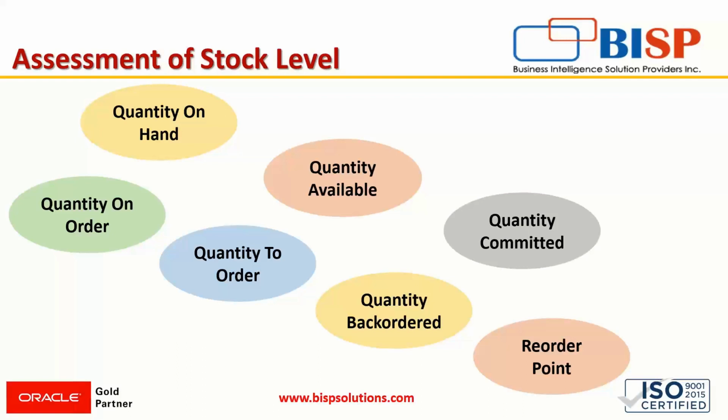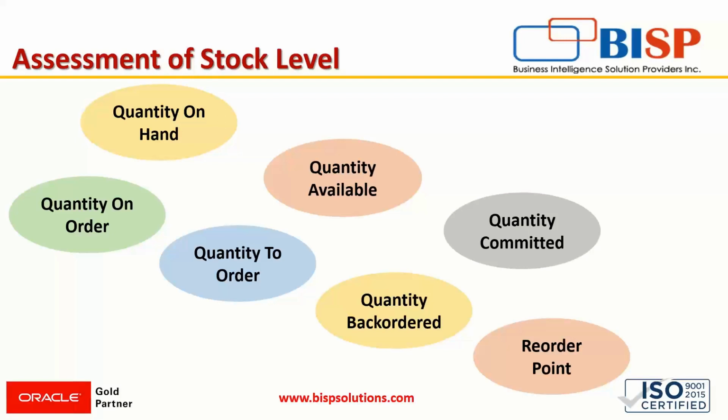There are various quantity levels that are taken up. First, we have the quantity on hand. The quantity on hand is the number of items that are physically available in the warehouse. The next quantity level is the quantity available. It is concerned with the quantity in the warehouse which is not scheduled or not committed on any of the sales orders.